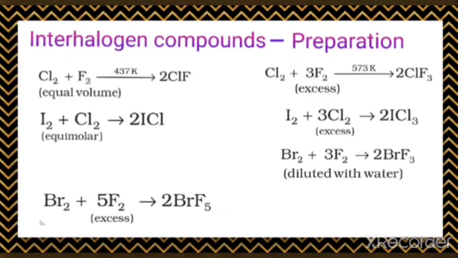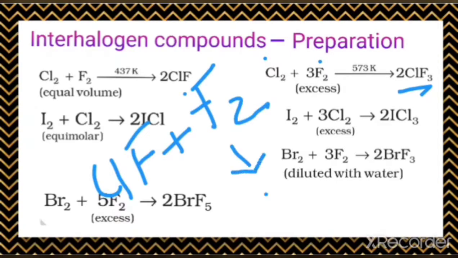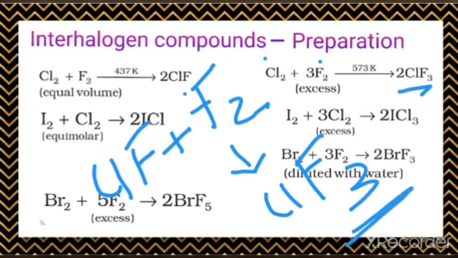But it can even be prepared from a lower interhalogen compound. That is, from one interhalogen compound we can prepare another interhalogen compound. Like ClF3, which is prepared here in this method, by reaction of chlorine with fluorine. This ClF3 can be prepared from ClF. That is ClF plus F2 gives rise to ClF3. That means this is an interhalogen compound, and this is an interhalogen compound. So a higher interhalogen compound can be prepared from a lower interhalogen compound.